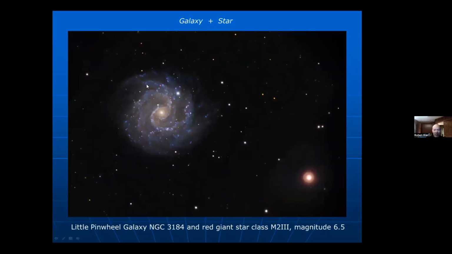You can use a star with a galaxy. So there's the Little Pinwheel with a nice red giant star. And it's good to plan this out ahead of time so that you know what you're going to be photographing. Again, think about the center of gravity. Think about the seesaw, the fulcrum in the center. You want the heavier object to be closer to the center. It creates more of a visually balanced image.